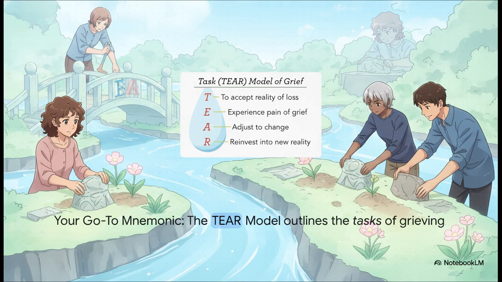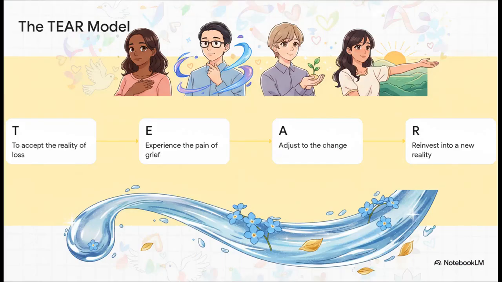This is the TEAR model. Think of these as the 4 jobs of grieving. You can't skip any of them. T is for to accept the reality. E is for experience the pain. A is for adjust to the new environment, and R is for reinvest in a new reality. TEAR. It's a simple, really powerful tool to help you remember the whole process.